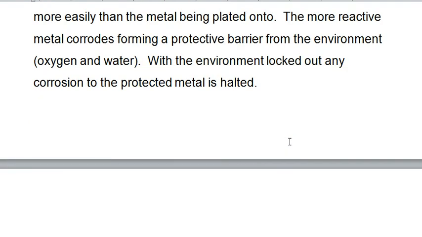So once that happens, it acts as a protective barrier, and with the environment locked out, we don't get any corrosion. So we can prevent corrosion that way. That's what we do with chromium as well. That's why we chrome plate, to prevent corrosion.